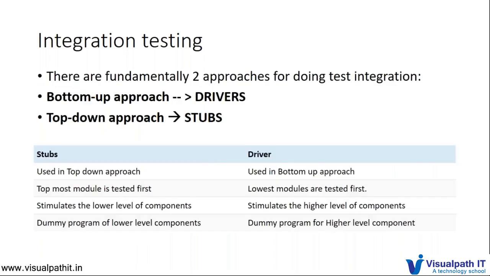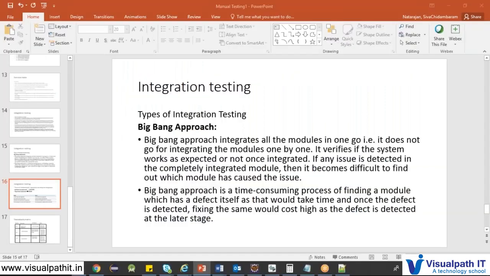So there are two main approaches of integration testing to overcome the big bang approach. They came up with two more approaches: one is the bottom up approach and one is the top down approach. We will see what they do in the bottom up approach and what they do in the top down approach. In the bottom up approach, they will start developing the units from the bottom. So how is it?